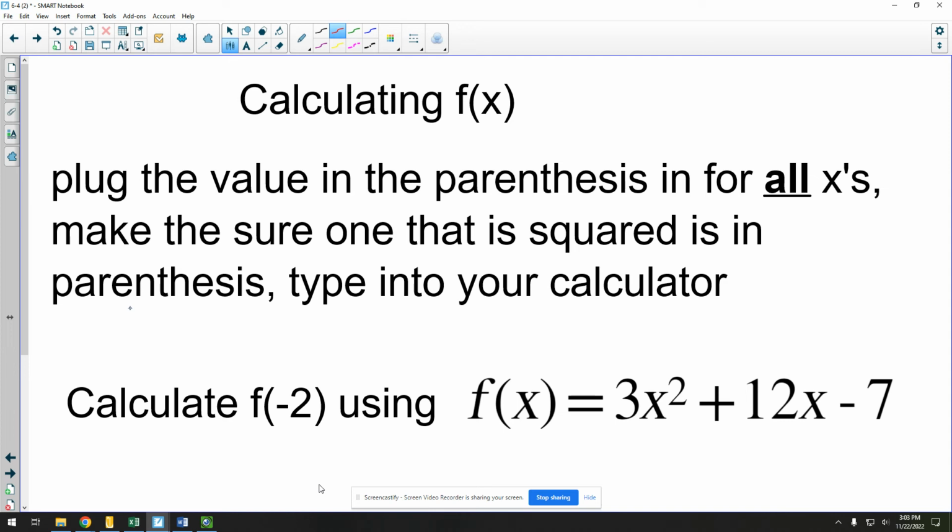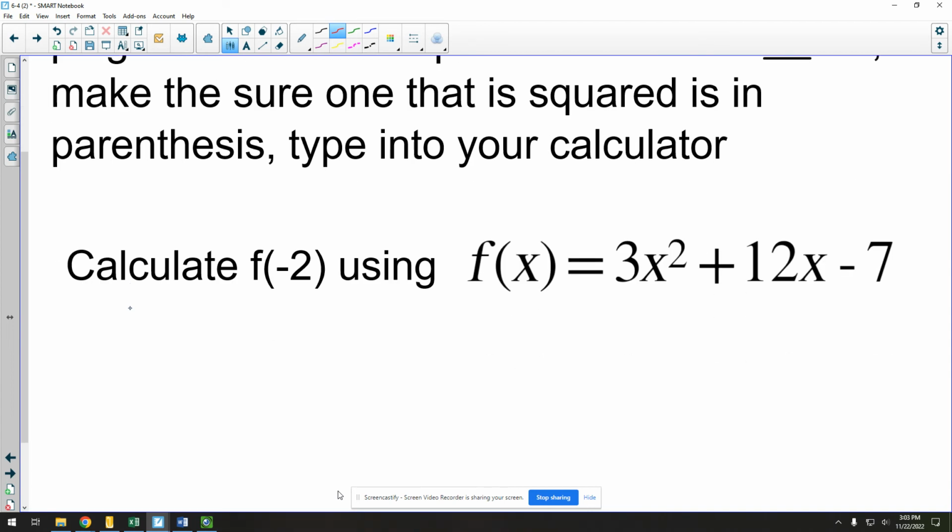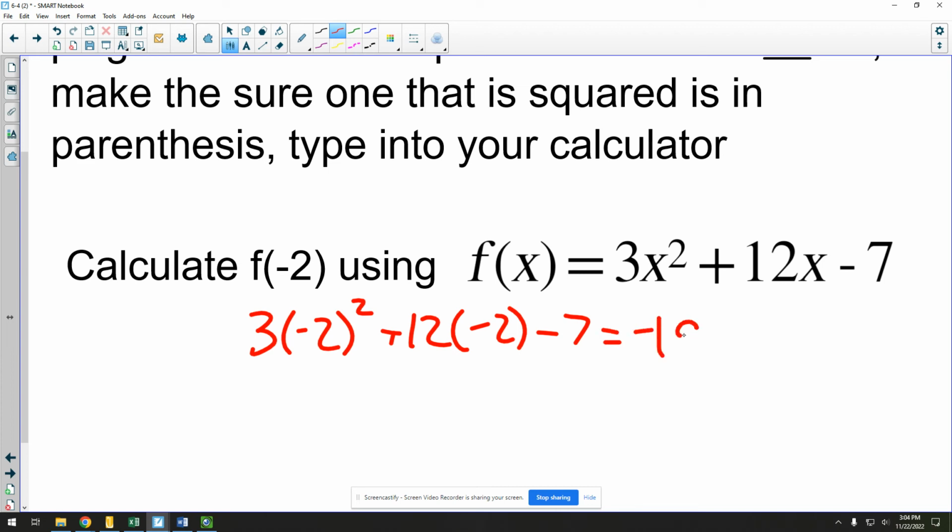Okay, calculating f of x, we have done this before. To find f of negative 2, plug in your number into your function. And then once again, I just need you to type it in your calculator. Which this one happened to also be our vertex. We've already calculated this, but that's how I could ask you to find that for anything. And I can check that on my calculator.